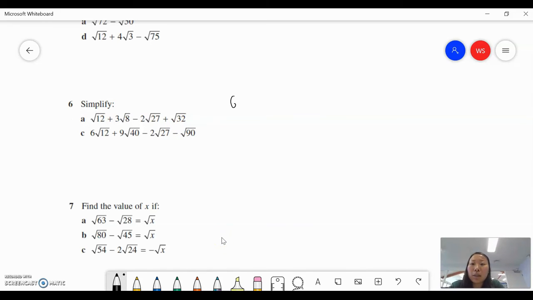Now, we have 6a, square root of 12 plus 3 times square root of 8 minus 2 times square root of 27 plus square root of 32. Right, so the same thing, you do need to simplify your surds in itself. So you're trying to pick out your perfect square factors there.